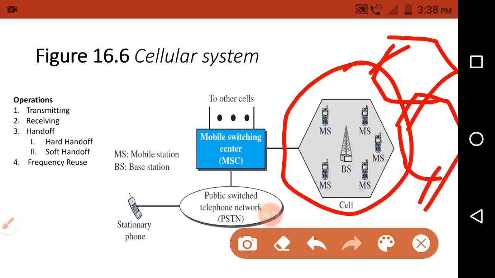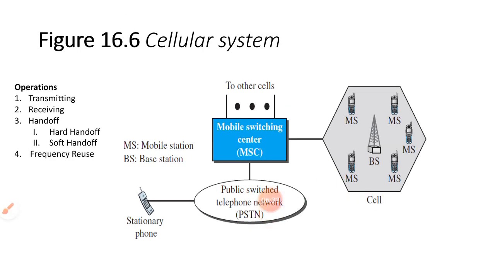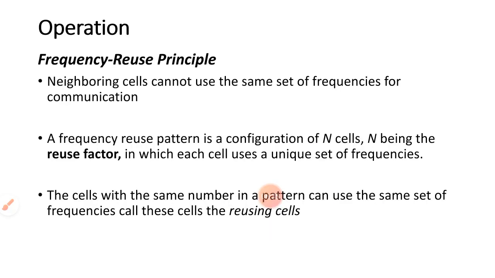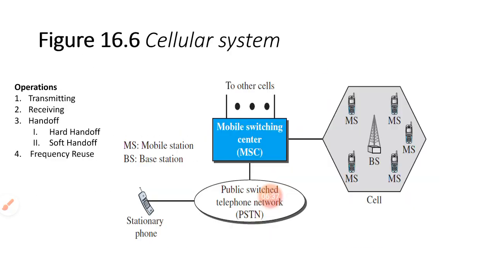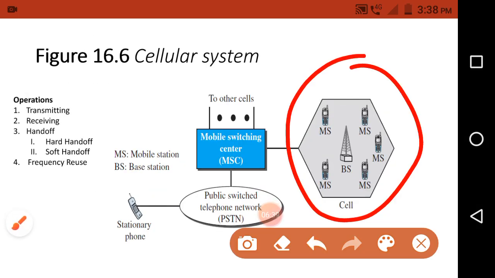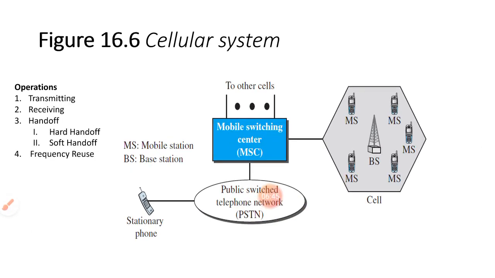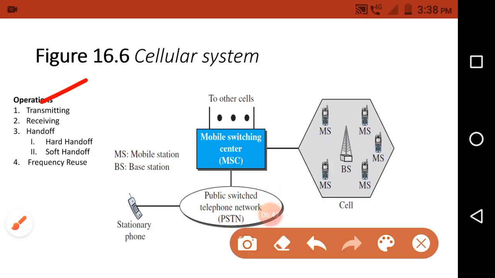Okay, and each cell has a smaller coverage area; it is smaller in size. So the cell size mainly depends on the population of that particular area. Okay, so this is all about the cellular system. Next we will discuss the different operations of the cellular system.